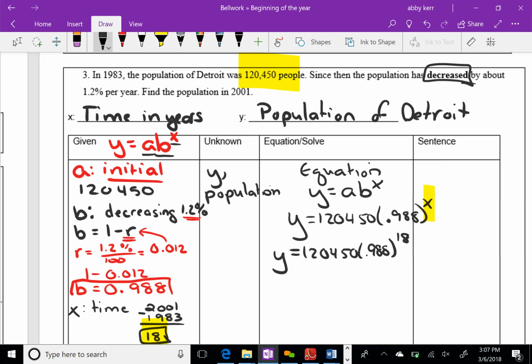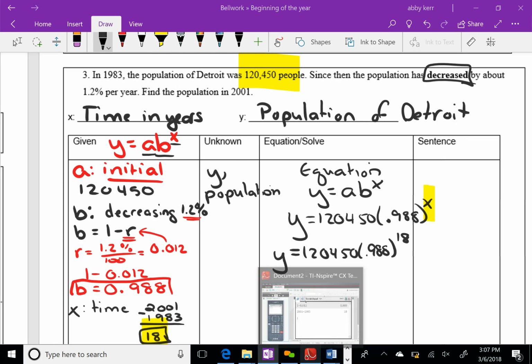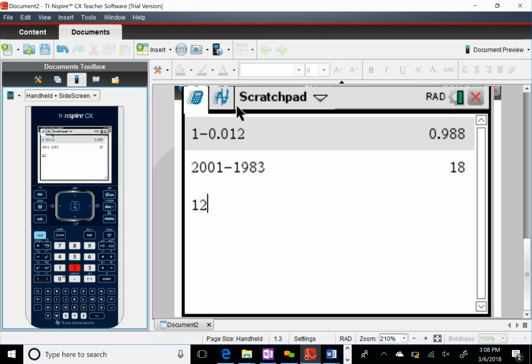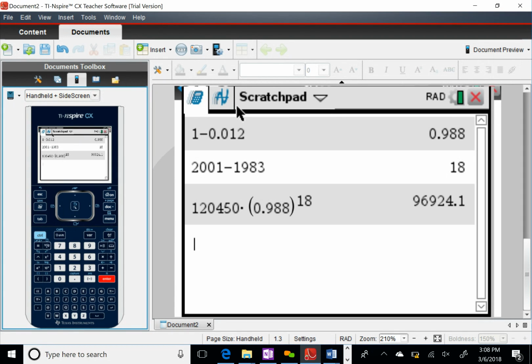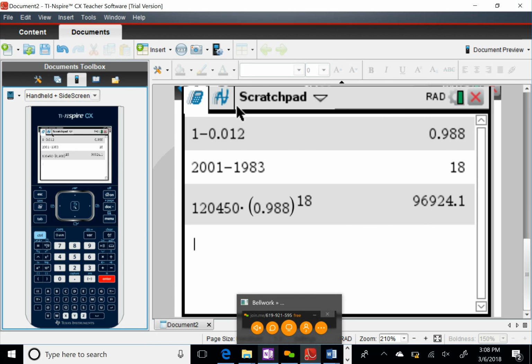Now, in any calculator, it doesn't need to be the calculator that we have, you just plug that in exactly how you see it. So it is 120,450 times 0.988 raised to the 18th power. And then you get 96,924.1.